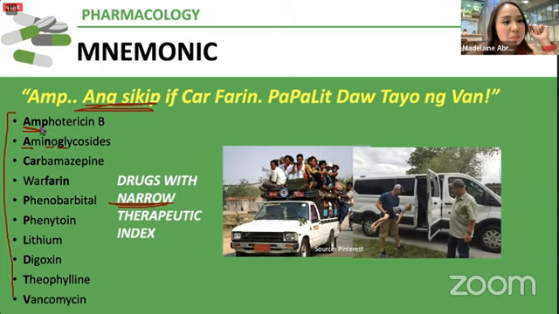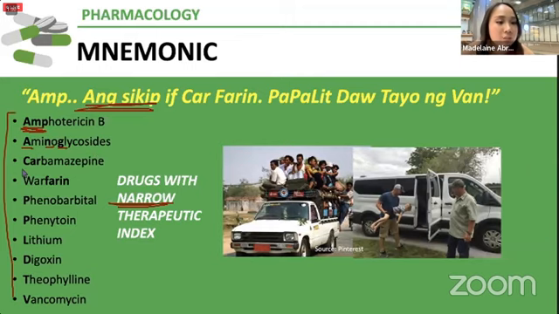So amphotericin B, it's an anti-fungal, diba? Your aminoglycosides is an antibiotic. Your carbamazepine, your phenobarbital, and phenytoin are anticonvulsants. So, when you memorize your drugs, you can also classify based on class. So, carbamazepine, phenobarbital, and phenytoin. Alam nyo na, may tatlong anticonvulsants na may narrow therapeutic index.